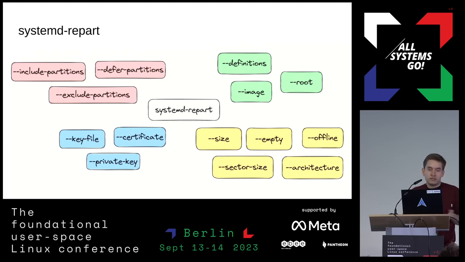There's the blue ones, which are all the secrets for Verity and for encryption. You just pass those. And then you can configure the sector size. You can configure the architecture to use for specific architecture-dependent partition types. So the root partition can, for example, be specific to the architecture, and you can specify which one to use with the architecture option.